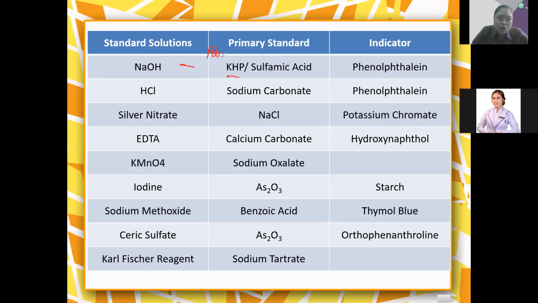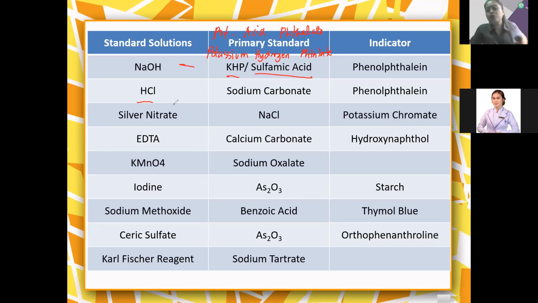KHP is potassium hydrogen phthalate. Okay, or sometimes this is called potassium acid phthalate. Parehas lang yan sila ha. Or if the KHP is not available, then we can use sulfamic acid. But for sodium hydroxide, the most applicable indicator is the phenolphthalein. Okay, so that's one. Now, we also have a lot of hydrochloric acid in the laboratory.